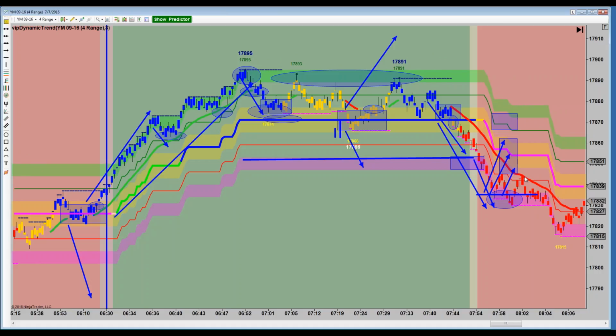Did you short it? How about this right here? Is this deep enough for you, or did you miss it? You mid-band traders, was that enough retrace for you? No. Yes. All right, let's advance it. Let's go a little further.